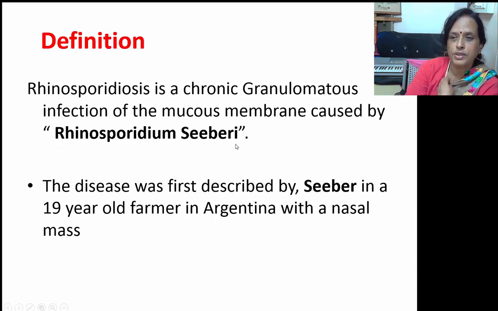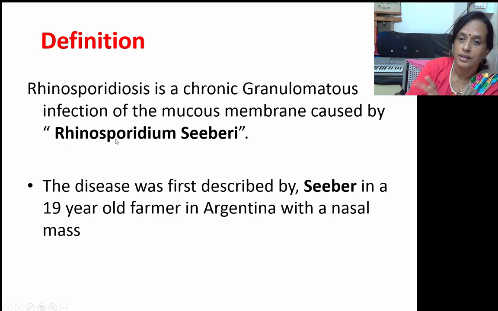So to define rhinosporidiosis, we define it as a chronic granulomatous infection. See, two terminologies are very important. It's chronic. So chronic granulomatous infection, that means this disease is characterized by formation of granulomas, but not typical granulomas as seen in tuberculosis. Okay, it's a chronic granulomatous infection of the mucous membrane caused by Rhinosporidium seeberi. What is this Rhinosporidium seeberi? The term spore means we know it is something related to a fungus. Yes, it's caused by the fungus Rhinosporidium seeberi.